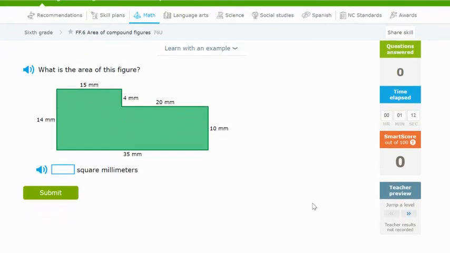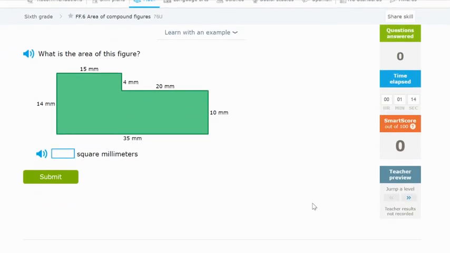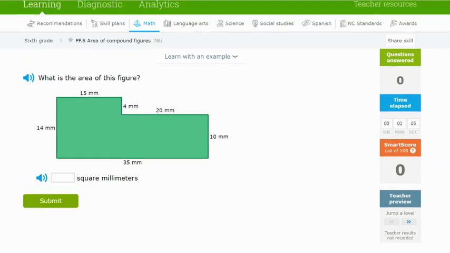Let's go ahead and get started. As we're working on these problems, we need to think through what is the area of this figure. And what I like to note is that this figure is made up of two different types of rectangles. If we go ahead and look at these rectangles, I'm going to go ahead and cut it across. So I'm going to look here, and that's my first rectangle.